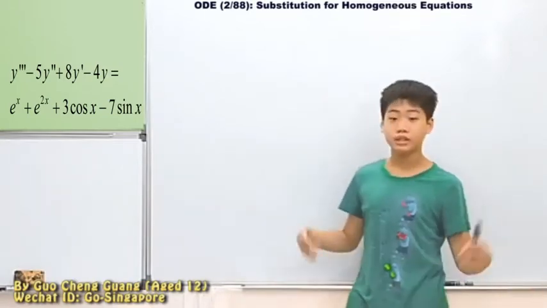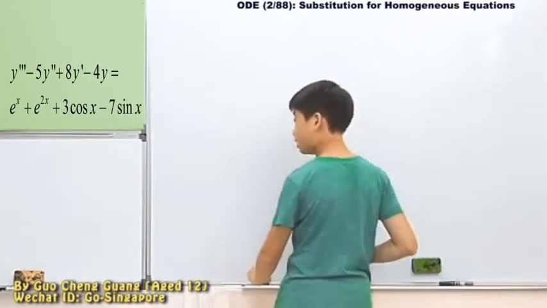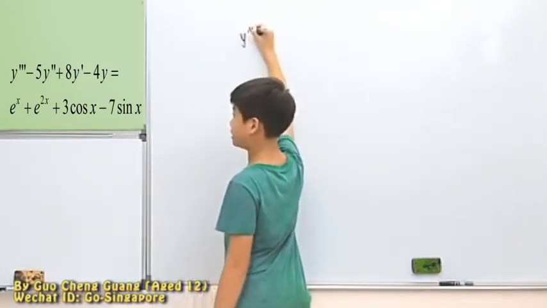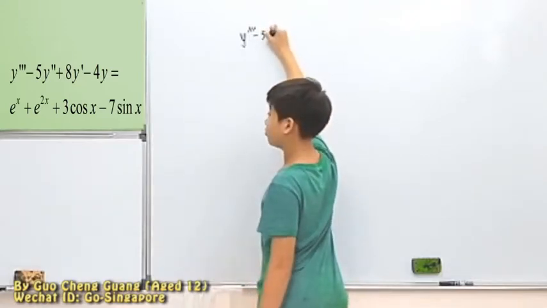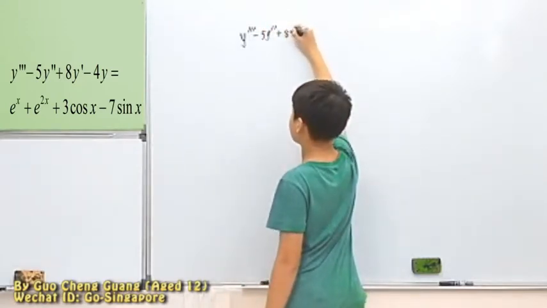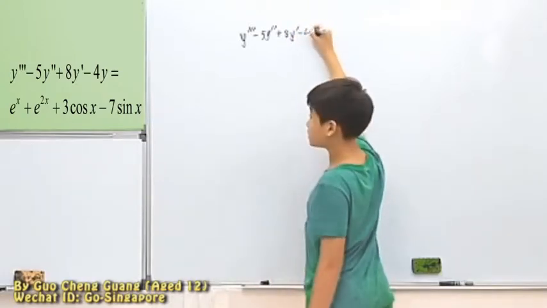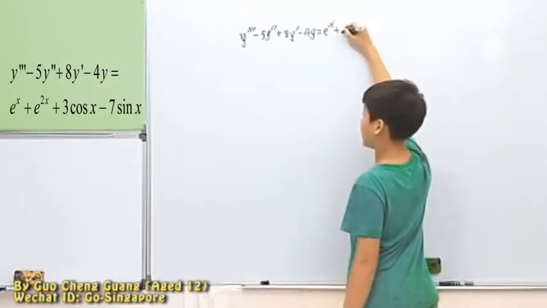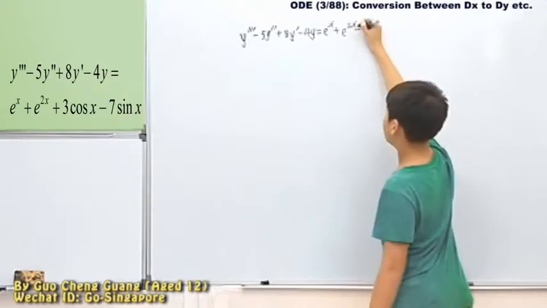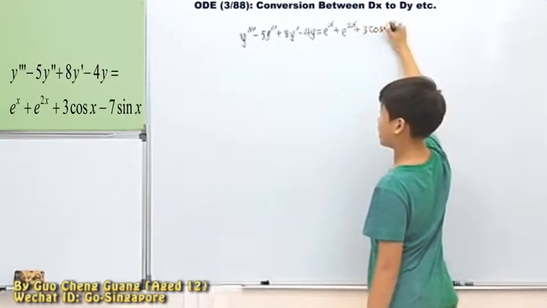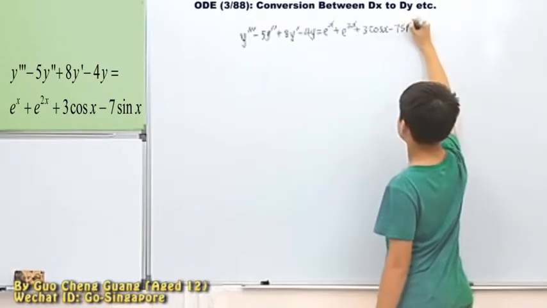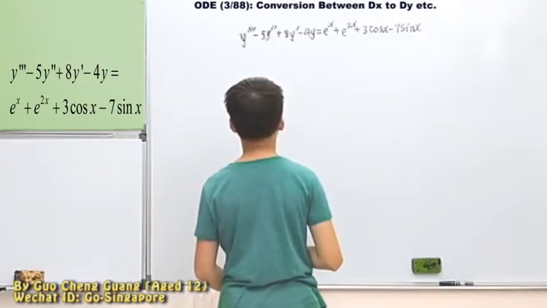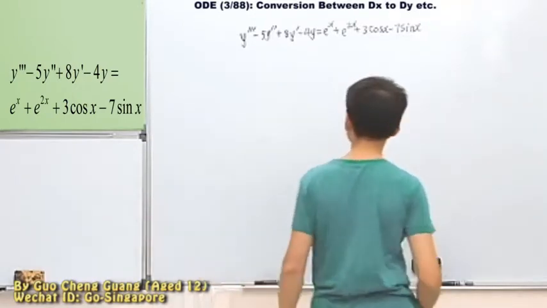So, still explaining this by exemplification, through this example. The example we have here is y third derivative minus 5y second derivative plus 8y first derivative minus 4y equals e to the power of x and e to the power of 2x plus 3 cosine x minus 7 sine x. This looks pretty long, but are we sure that we can solve this? I'm sure yes we can.